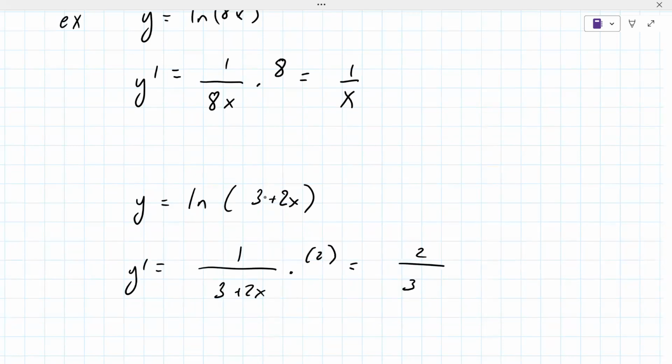Is it always 1 over something? Yes, derivative of the inside over the inside. My preference would have been 1 over the inside, but it's actually the same thing. Yeah, okay, I see that.